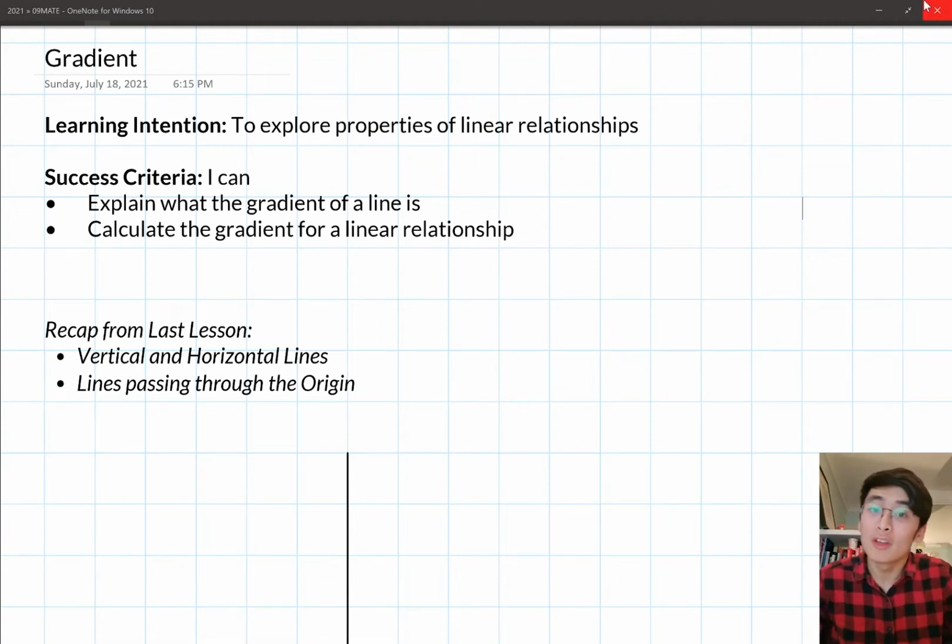In today's lesson we're moving on with our topic of linear relationships, and in particular we're looking at a concept called the gradient. So by the end of today's lesson we want to be able to explain what the gradient of a line is and also calculate the gradient for a linear relationship.